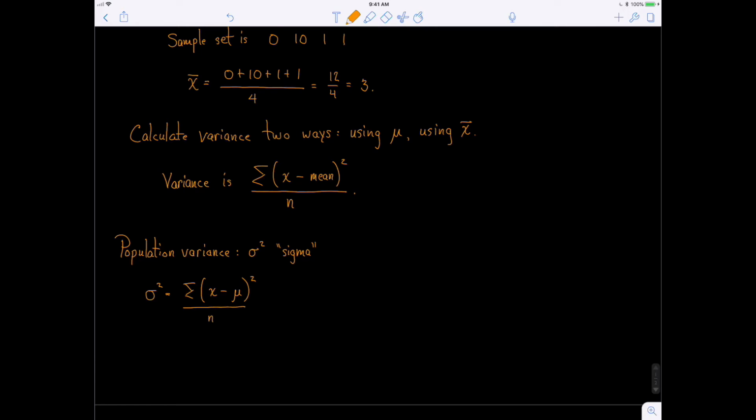And then we're going to find what's called the uncorrected sample variance. We'll see why.